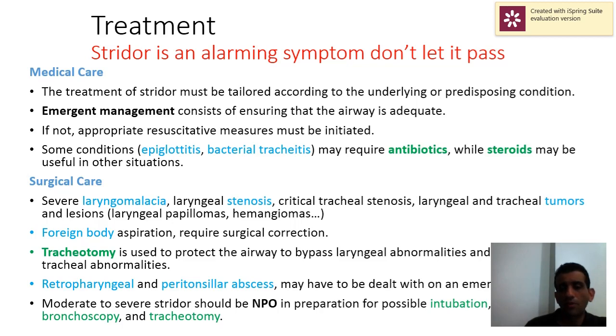Retropharyngeal and peritonsillar abscesses have to be dealt with on an emergent basis. Moderate to severe stridor should be managed in the operating room in preparation for possible intubation, laryngoscopy, bronchoscopy, or surgical intervention.